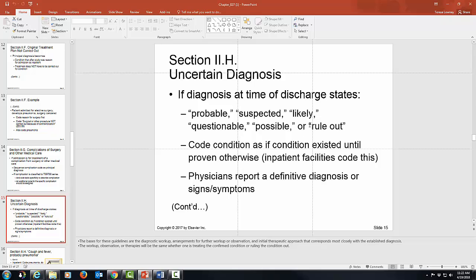Okay? If you have an uncertain diagnosis, this is section H. If the diagnosis at the time of discharge still states probable, suspected, likely, questionable, possible, or ruled out, then code the condition as if the condition existed until it's proven otherwise. Inpatient facilities can do this. Physicians report a definitive diagnosis or signs or symptoms. So the workup, the observation, and the therapies would be the same whether one is treating a confirmed condition or ruling the condition out in this case.